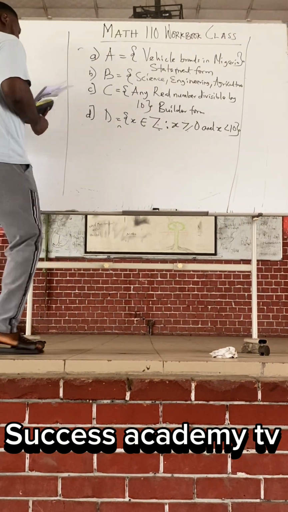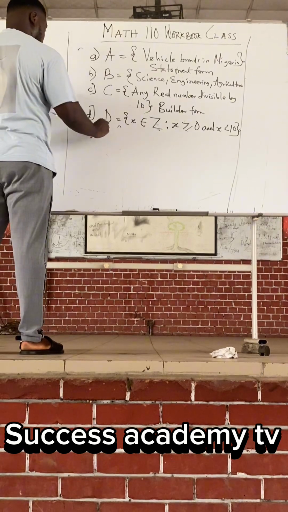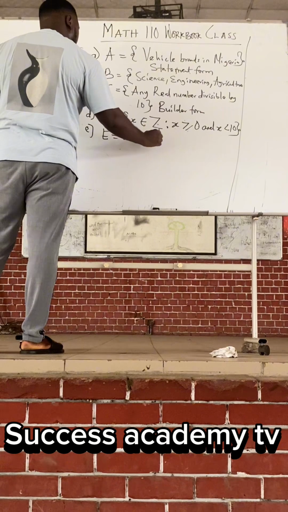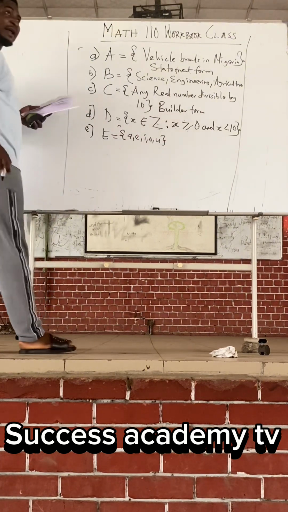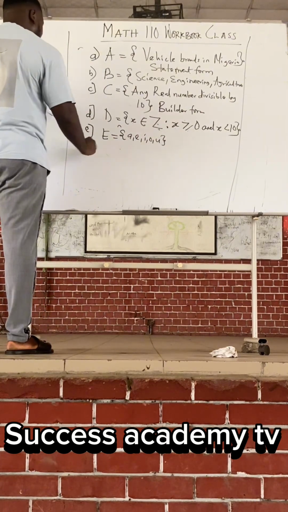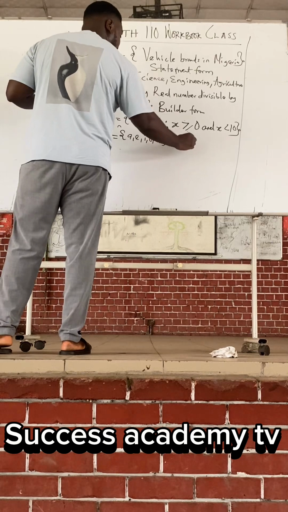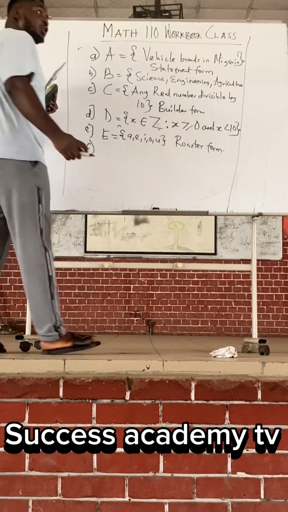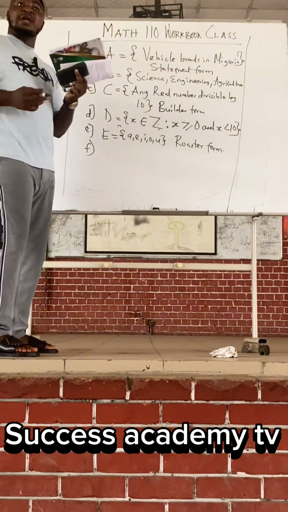Now, E. A, E, I, O, U. This is what? Roster, right? This is clearly roster form. Because we have to classify each of the sets into roster, statement, or builder form.